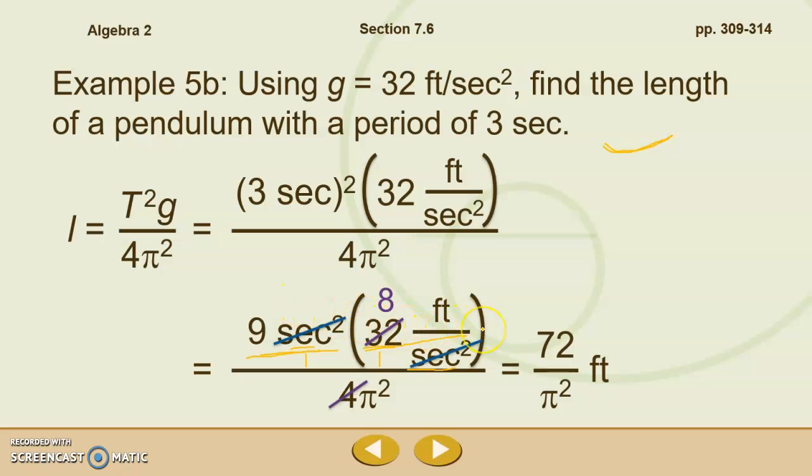If we wanted to put that in decimal form, we would type 72 divided by pi squared into our calculator, which gives us approximately 7.30 feet. Remember that pi is actually more precise because it doesn't contain any decimals and it's not having to be rounded off after a certain point. But when we calculate with pi, we can't write all the decimals because it's never ending. So we do have to round at some point, which makes it a little less precise than pi itself.